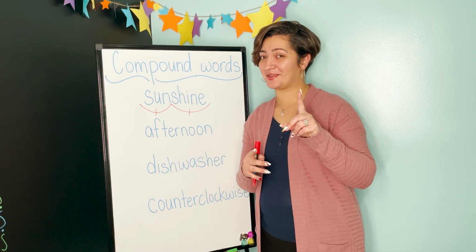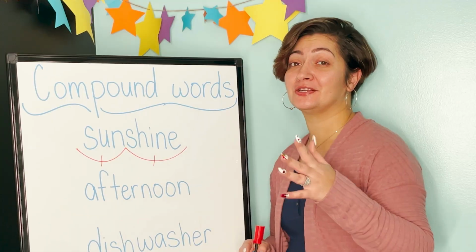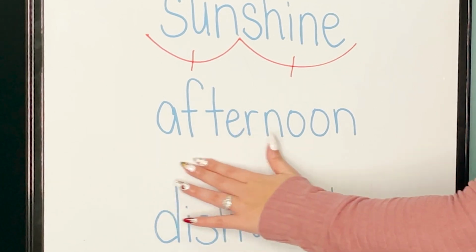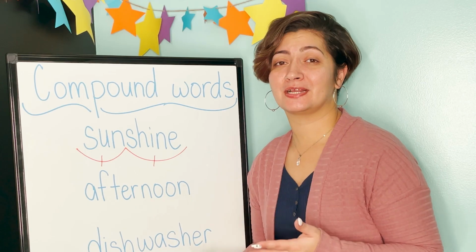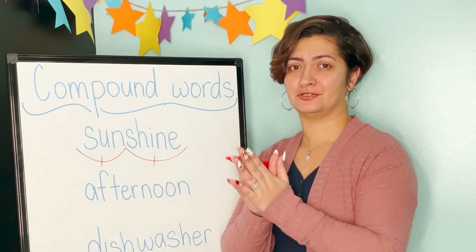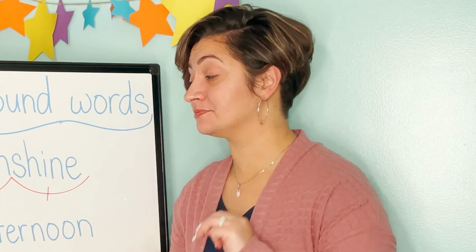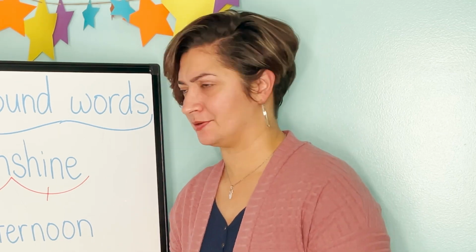Yeah, and I'll tell you why they're a little bit more complex or more challenging. Here's an example. Afternoon. What's the word? Good. We're going to clap out afternoon to get the syllables. Afternoon. 3 syllables. Okay. Well, let's see if there's 3 words in this compound word.